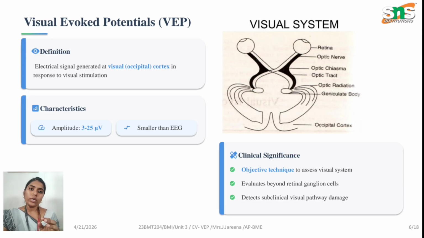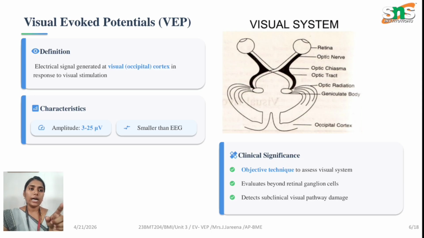Visually evoked potential is again a kind of evoked potential which is generated at the visual occipital cortex. That is a sensory part of the brain which is highly responsible for vision. If you see the generation of these electrical signals over the visual occipital cortex in response to the visual stimulus, that particular recording is called visually evoked potential. Here we are recording the electric potential in response to the visual stimulus at the particular sensory area, that is the visual cortex, that is the visually evoked potential.